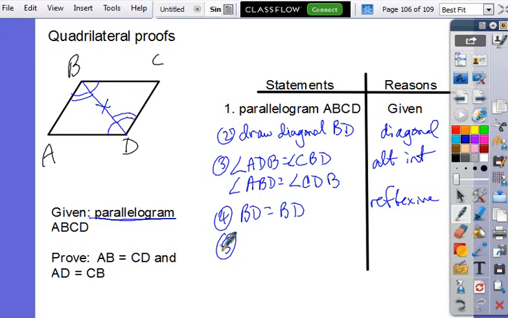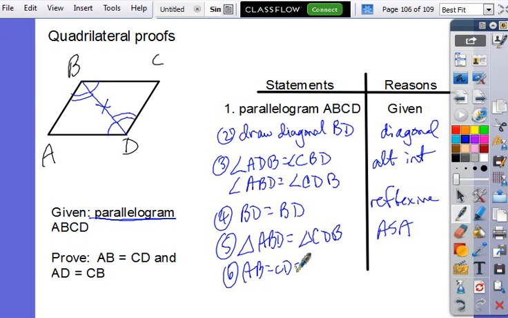Well, now what? I can do the triangles now. So if I said triangle ABD, what would match triangle ABD? CDB. Follow the angles, make sure we go in the same order. So that would be angle side angle. And if I have the triangles congruent, well, now I can say that the sides are congruent by CPCTC.